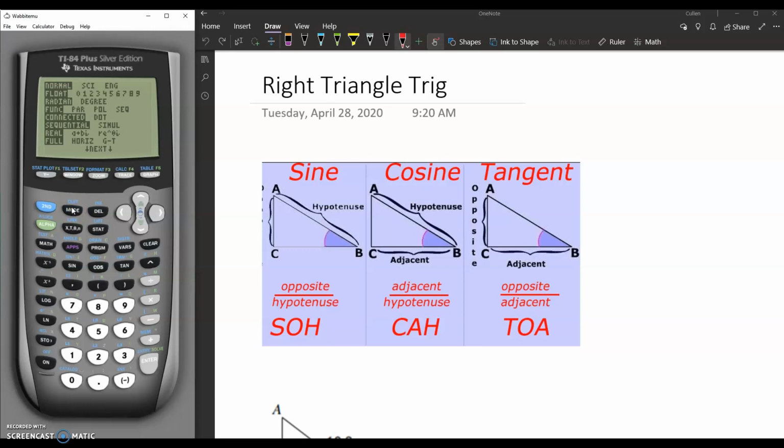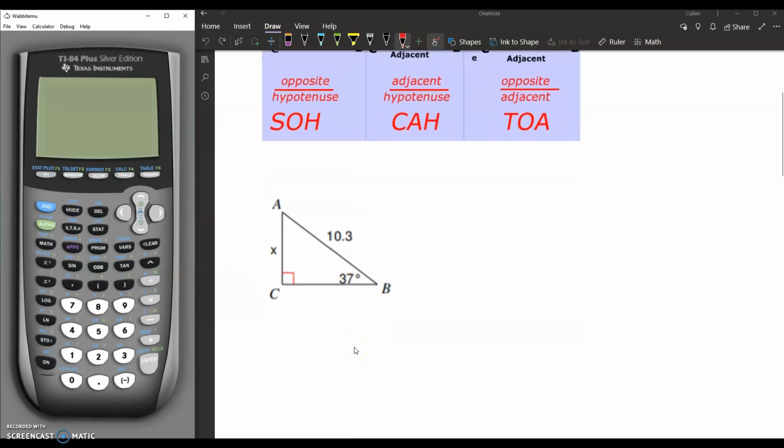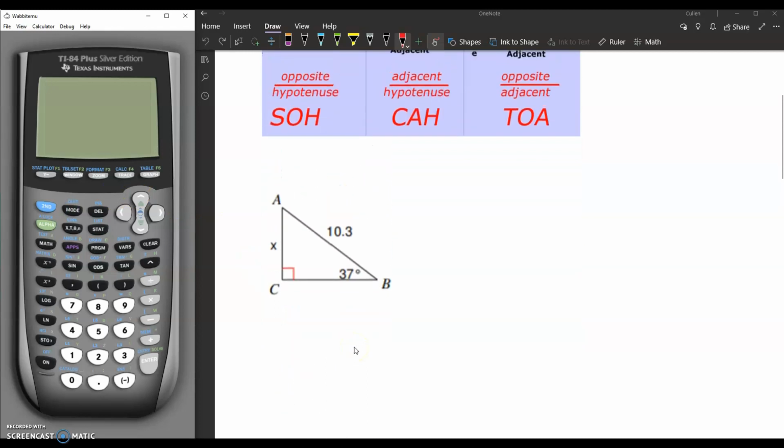So if you click on the mode button on your calculator, you want to scroll down to the third option and see that radian is highlighted. You're going to want to flip that over to degrees. Just slide over and hit enter, and that will put you back in degrees, because that's the angle measure we're going to be working with today and for most of this chapter. So let's talk about how we do this.